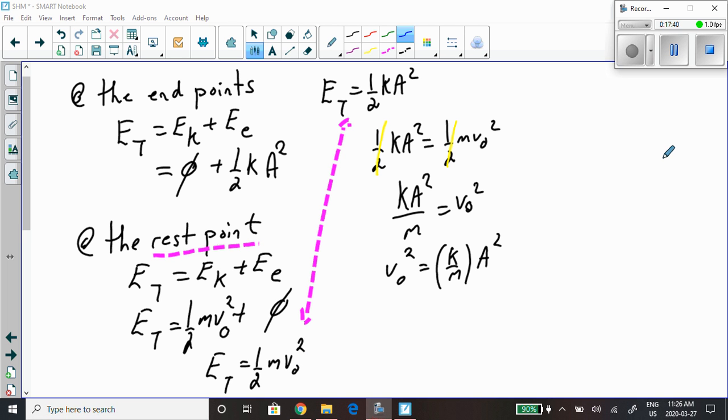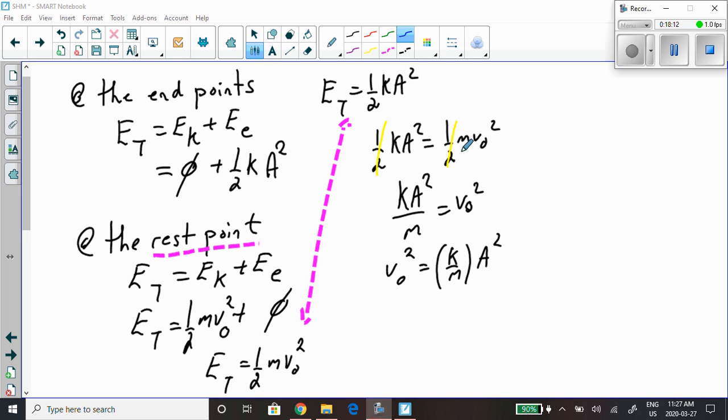So what can we do now? Well, look, here's an expression for total energy. Here's an expression for total energy. Total energy is conserved. They have to be equal to each other. So let's equate them. Half k amplitude squared is equal to half m, the speed of the object at the rest position squared. The halves cancel out, and I'm left with ka squared and mv naught squared.